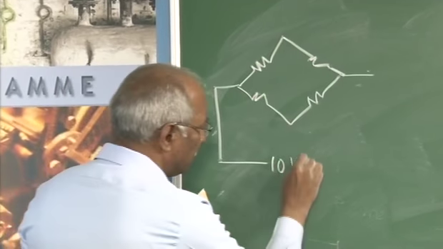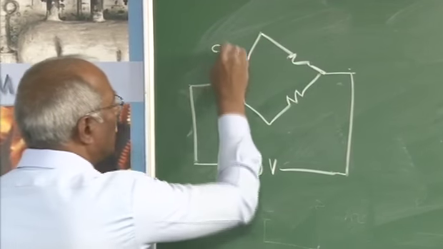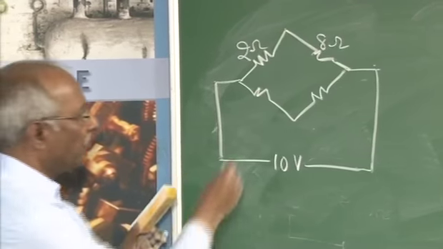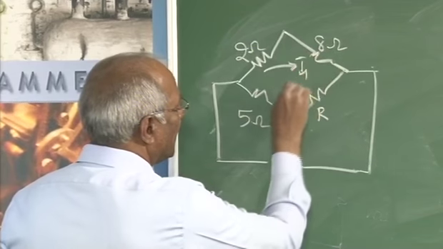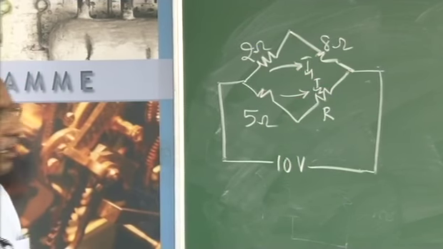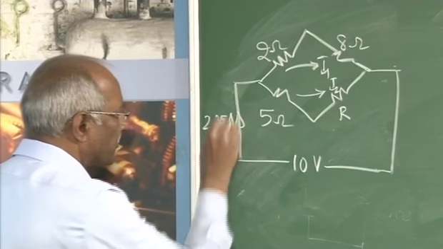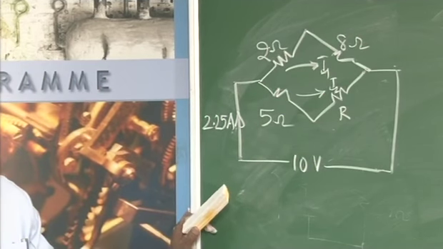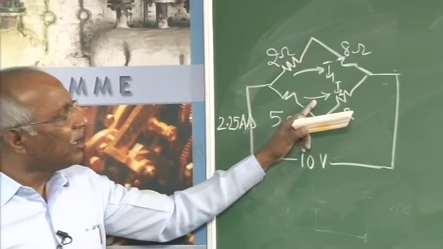This is 10 volts. This is 2 ohm, 8 ohm, then 5 ohm. This is R. This can be taken as I1 and this is given as I2. The total current is given as 2.25 amperes. For the circuit shown in the figure, calculate the value of the current in either branch. In that respect, I have to calculate what is I1 and I2.